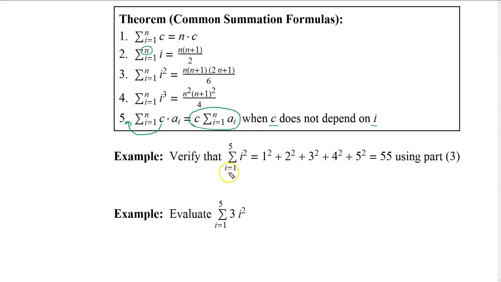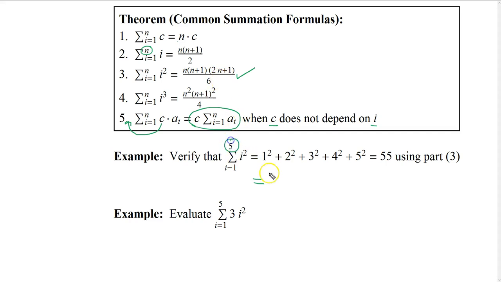So for example, let's verify that the sum from i equaling 1 to 5 of i squared is 55 using part 3 up here. Now you can just add these numbers up, of course, 1 plus 4 plus 9 plus 16 plus 25, and verify that you get 55. But let's use this formula right here and verify that that's an alternative way of getting 55, an easier way in fact. So using this formula right here, the n is 5.